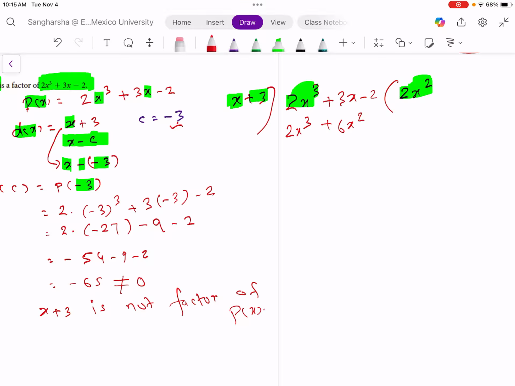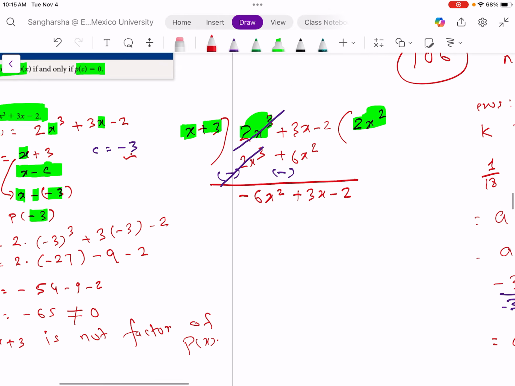Now what is the next step? We flip the sign. 2x cubed is positive, we make it negative. 6x squared is positive, we make it negative. So negative 2x cubed, positive 2x cubed, it is 0. Now the next, positive 3x and negative 6x squared. These are not like terms, so let's write them as is. So we have negative 6x squared as is, and drop the remaining positive 3x and negative 2.